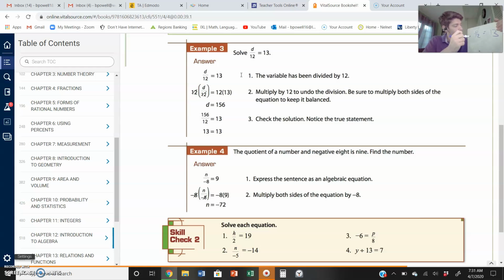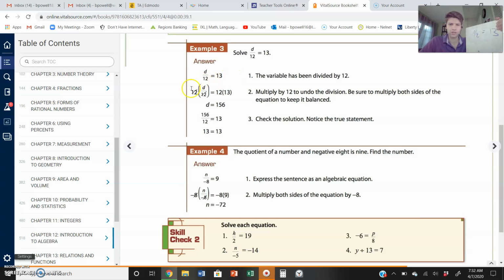So step number one, what is going on between the variable and the rest of the stuff on the side of the equal sign? Division, because the fraction bar means division. So what is the opposite of division? Multiplication. So we're going to multiply.